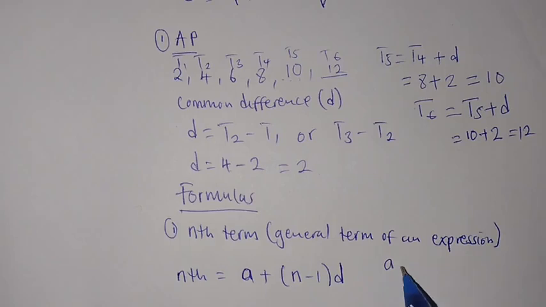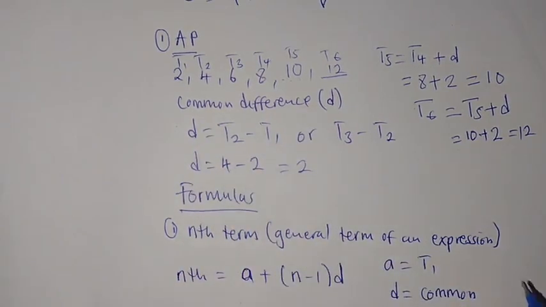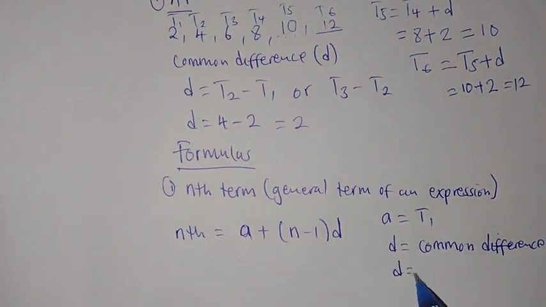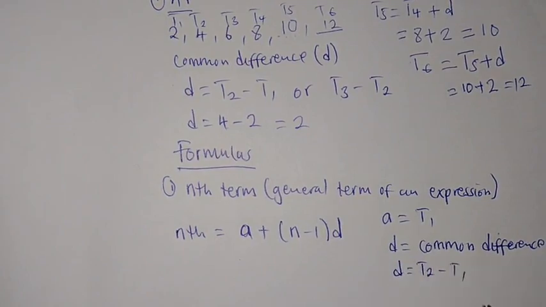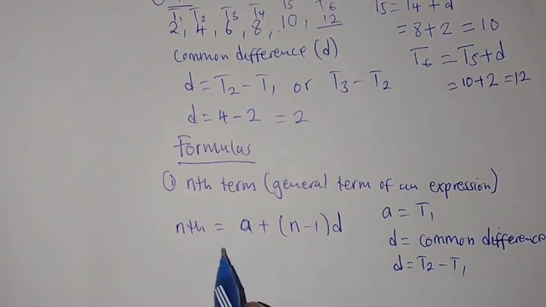So you must know a stands for the first term, which is term 1. D is the common difference, which is the one I was showing you how to calculate here. And the common difference, we said we can find it by saying common difference equals term 2 minus term 1, or term 3 minus term 2, okay. Then this is the first formula you must know.